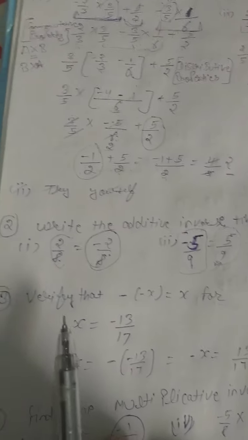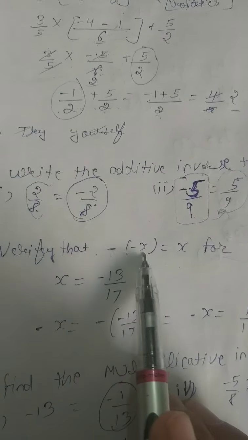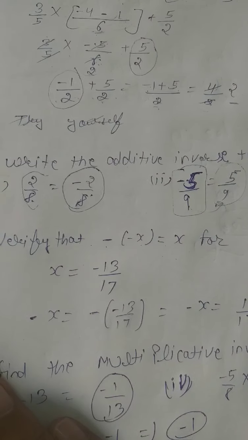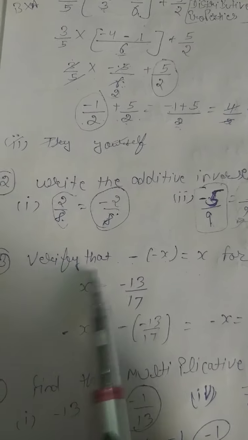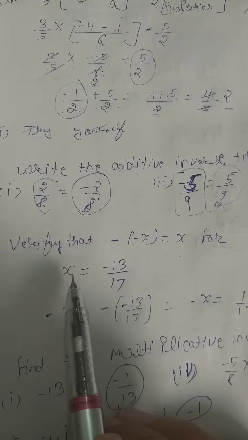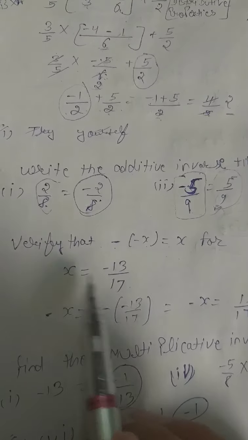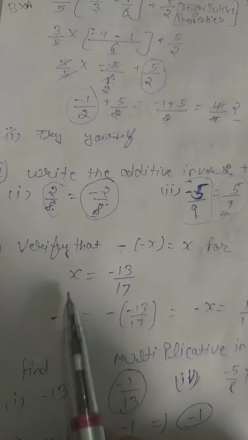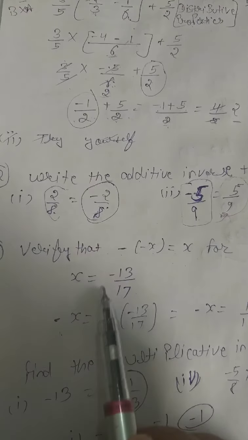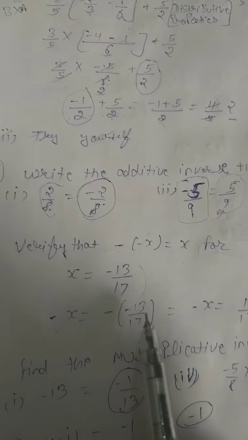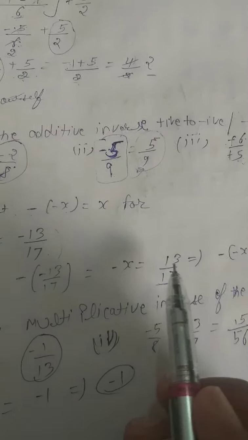Clear? Question number 3. Verify that minus of minus x is equal to x. We know that this is true, but we have to verify. One part is x equal to minus 13 by 7. Firstly, I can take minus on both sides because I want minus x. When we take minus on this side, we have minus into minus 13 by 7. The answer is plus 13 by 7 because minus minus is plus.